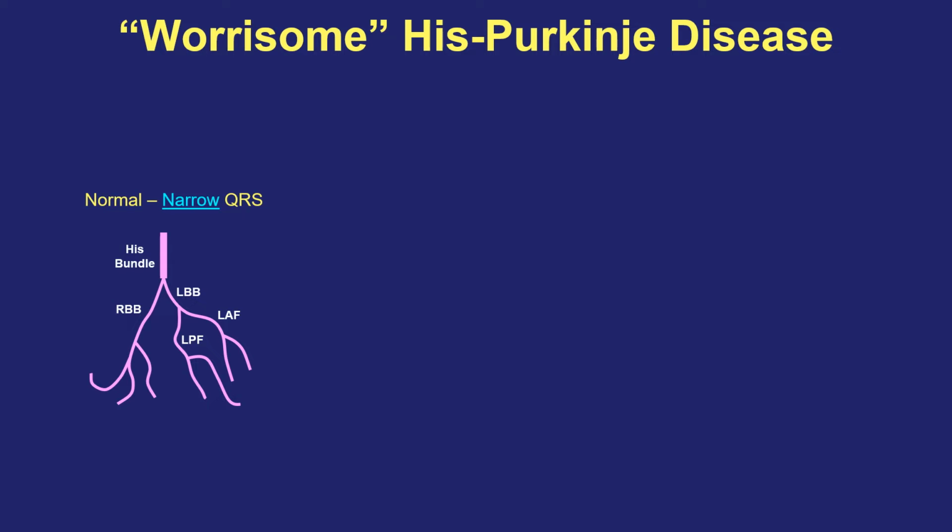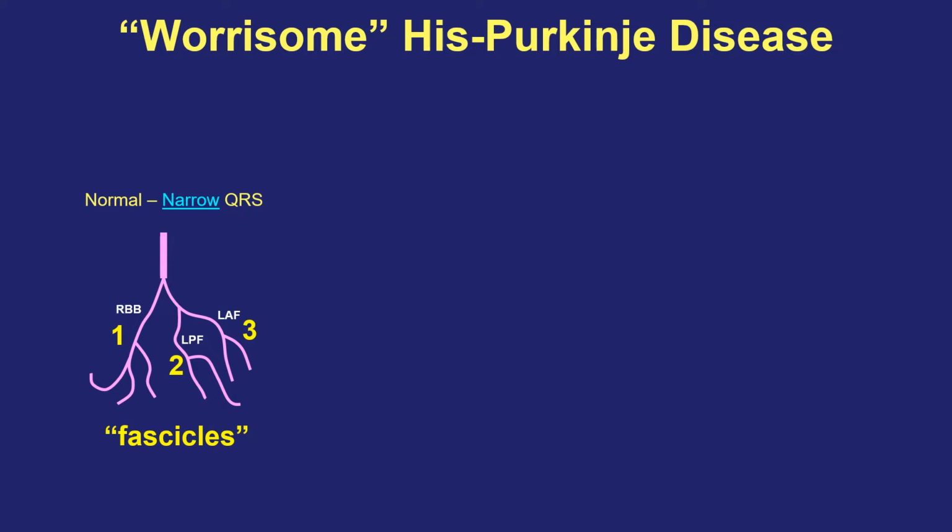Many people therefore think of the His-Purkinje tree as a trunk and two main branches, but EP docs actually think more about the sub-branches of the left bundle. We instead think of the three branches, the right bundle branch being one, the posterior fascicle on the left side being the second, and the anterior fascicle being the third. So we think about three fascicles rather than two bundle branches when we're thinking about His-Purkinje disease.